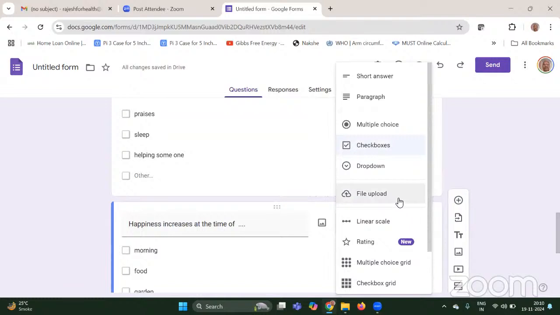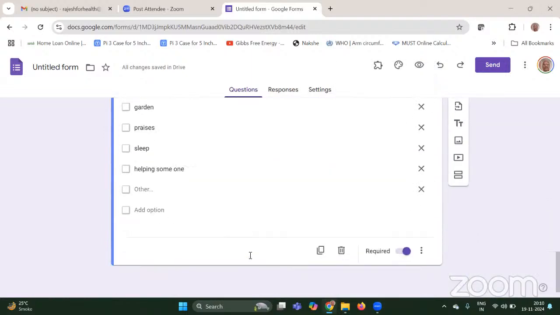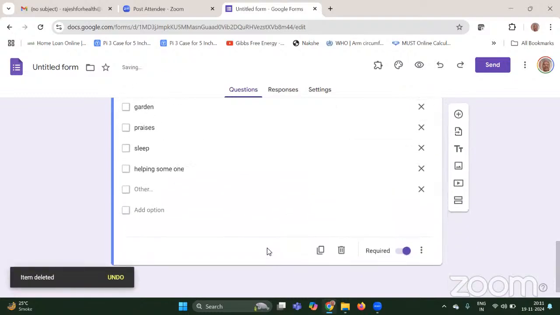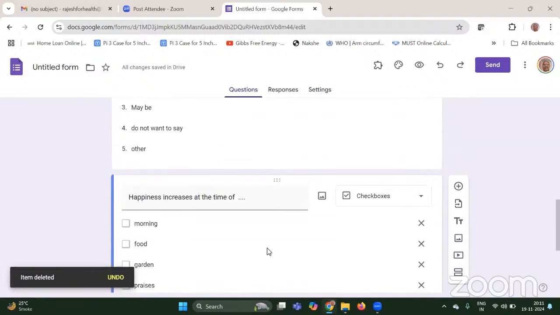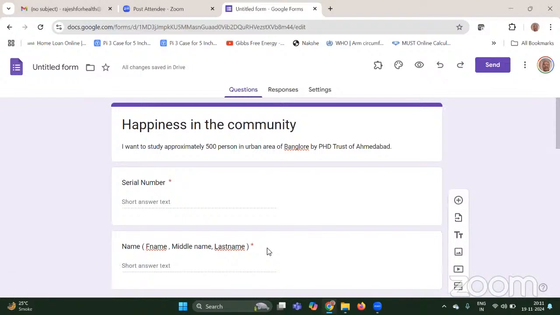You can also upload some file, ask a person to upload the file, etc. Even the date and time you can collect directly. But I think this is enough, and it is possible for you to delete also, right? And now once you do it, it is automatically saved in your drive.